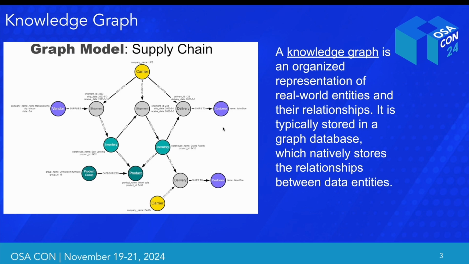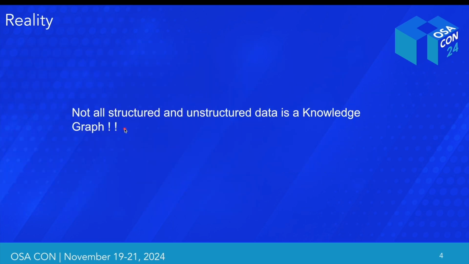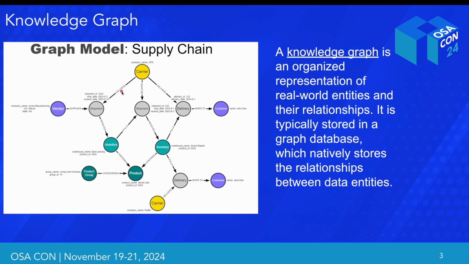The example here shows a property graph model or a knowledge graph of a supply chain. You could see the nodes or entities like carrier, shipment, vendor, inventory, product, customer, etc., which are interconnected with relationships, like inventory pulls shipment, carrier delivers shipment, inventory contains products. So in these cases, contains, pulls, and delivers are all relationships. So the nodes are entities and the relationships together create this organized representation called a knowledge graph, which is typically stored in a graph database.